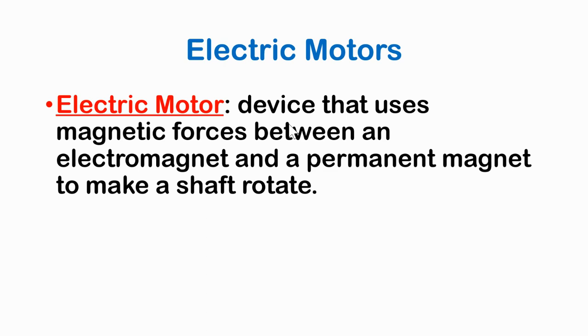So what's an electric motor? Well, electric motors are devices that use magnetic forces between an electromagnet and a permanent magnet to make a shaft rotate. So if you remember that image from how to make an electromagnet rotate, you can use the charge of an electromagnet to create north and south poles, and they will either push or pull on a permanent magnet. And so as you have a push and pull, you can make those magnets rotate. You put those on a rotor, attach some fan blades to it, and then all of a sudden you have a ceiling fan.